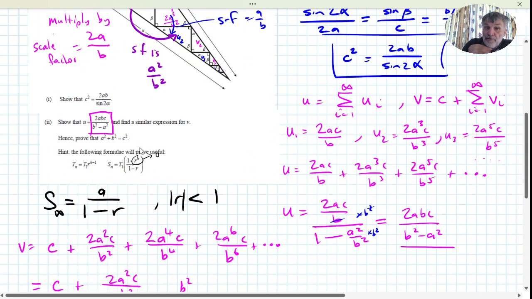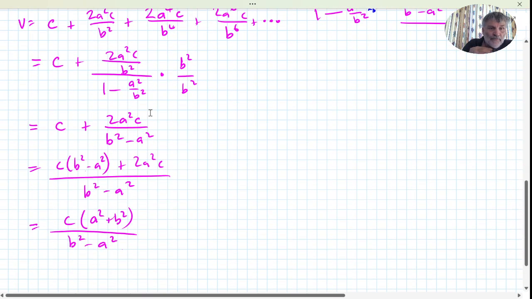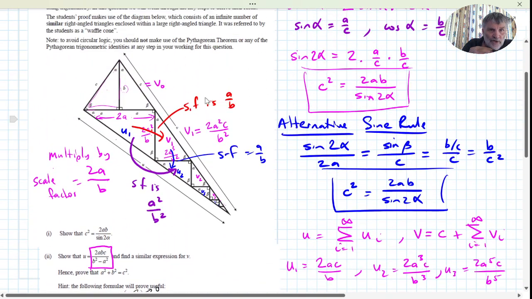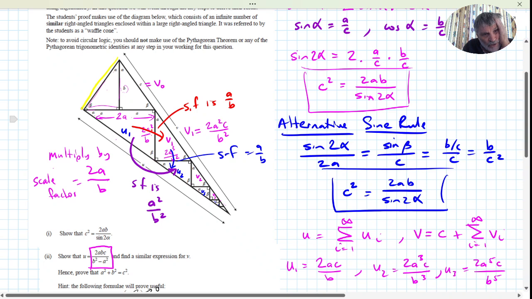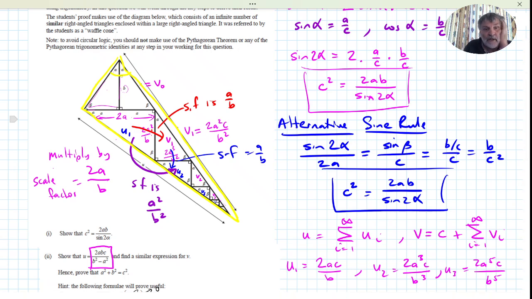And then it says, hence, prove that a squared plus b squared equals c squared. Now, the way we do that is if we look at this big triangle, we've got an angle of 2 alpha up here, and the sine of 2 alpha is going to be this side u divided by this side v.